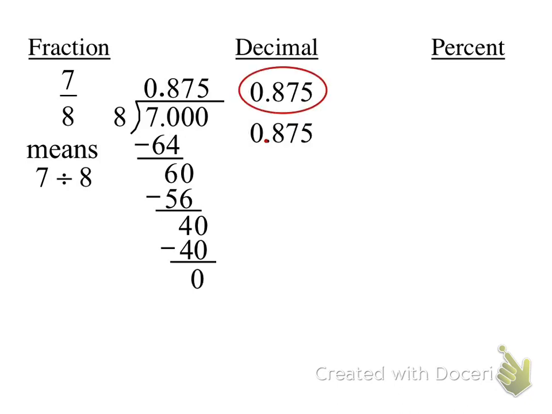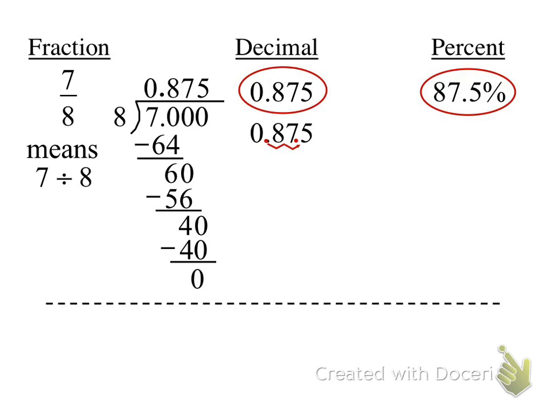Then to convert it to a percent, what do I have to do? Everybody? Multiply by 100, move it to the right 2 times, and we have 87.5%. We're in percent form. Any questions? When I have a percent, I'm doing the same thing, only this time we're going from percent to what? We're going from percent to decimal, right? So I'm moving to the left 2 times, which is really dividing by 100.